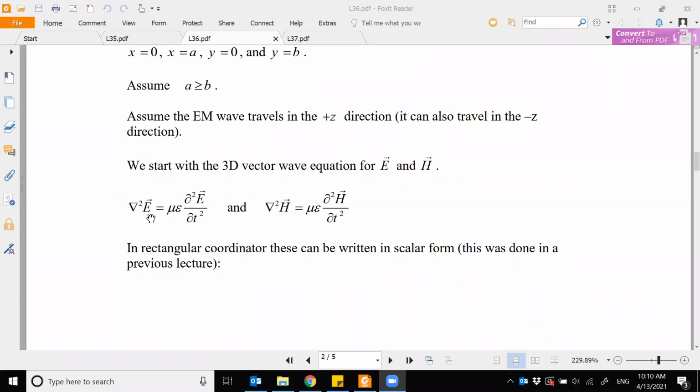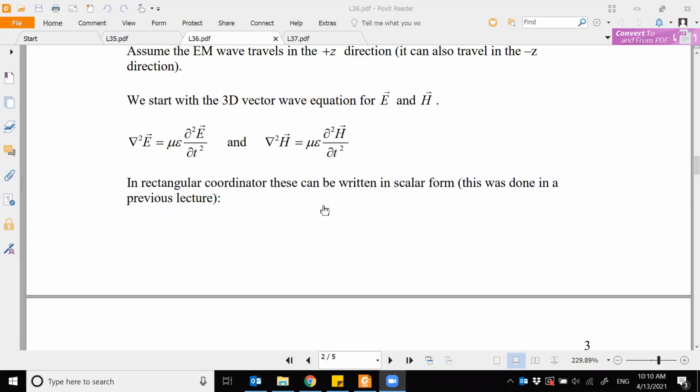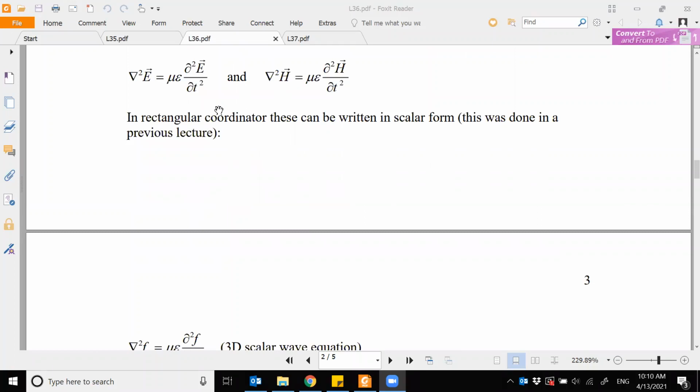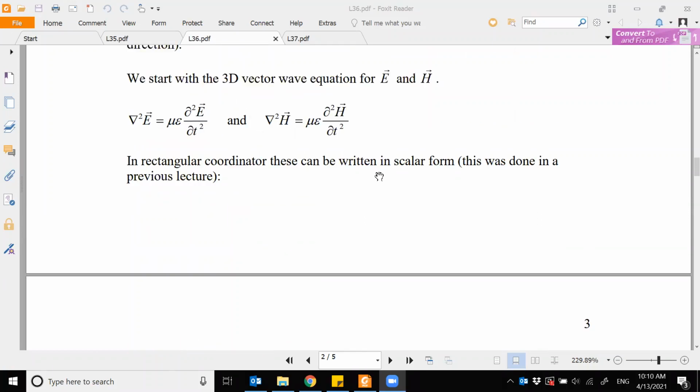So it is del square E bar is equal to mu epsilon dou square E bar over dou t square. And this is for the magnetic field. So this is what we generated without even applying the phasors. Before applying the phasors, this was our equation. And then what we did after this, we put this in rectangular coordinates, so these can be written in the scalar form. So what we did, so this is a 3D vector wave equation.